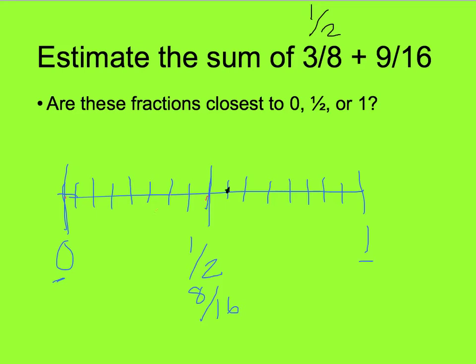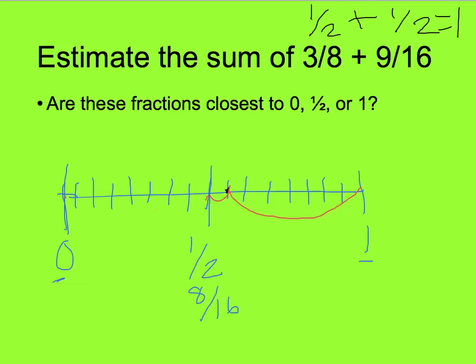So I want to look at the distance between the two numbers that the fraction falls between, and it falls between 1/2 and 1. Notice that the distance between 9/16 and 1/2 is much smaller than the distance between 9/16 and 1. So we are going to round this number also to 1/2. To find an estimate for our problem, we're going to add 1/2 and 1/2, and when we add those two numbers, we get 1. So our estimate for this problem, 3/8 plus 9/16, is 1.